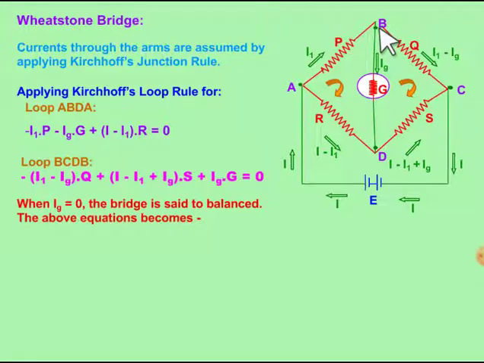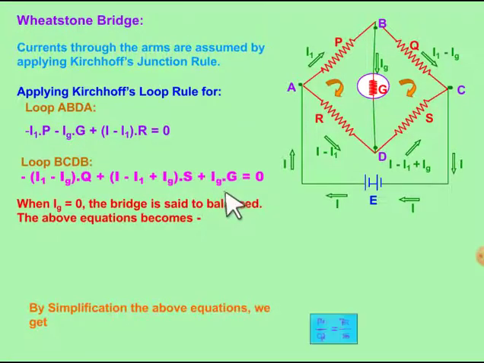But when the potentials at B and D are the same, there will be no current through the galvanometer. G represents the galvanometer, so Ig will be equal to 0. If you put Ig equal to 0 in the above two equations, you get the resulting equations. When the potentials at B and D, the opposite vertices of this quadrilateral, are the same, we call it a balanced bridge. In that balanced condition, no current flows, so the Ig part will be equal to 0.